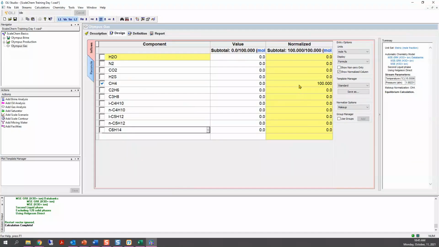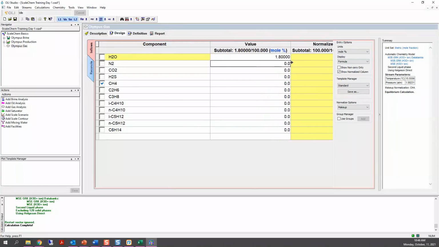So whenever you enter a composition, and if it doesn't add up to 100%, the software will add methane to complete that 100% mole percent of the gas composition. So let's start entering the gas composition that was measured at the separator. First, the composition of water was given, and that was 1.8 mole percent. Let me just put this.